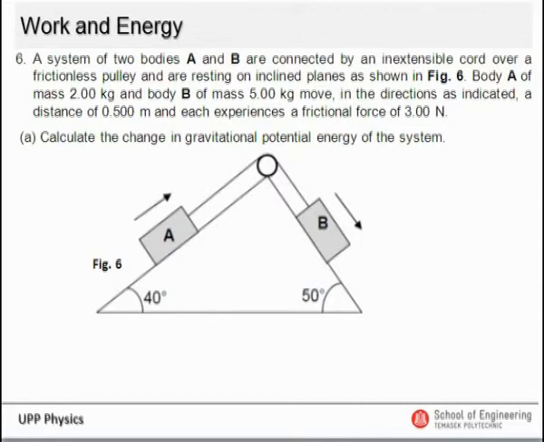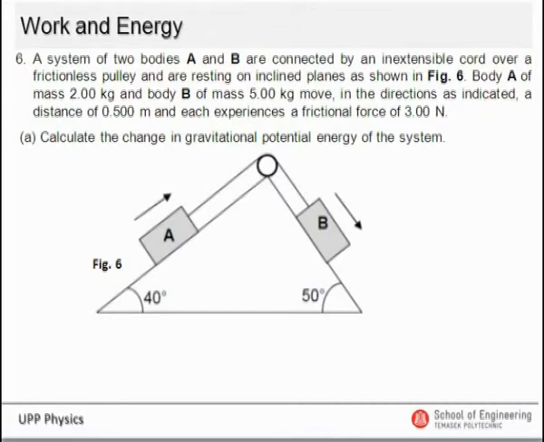A system of two bodies, A and B, are connected by an inextensible cord over a frictionless pulley and are resting on inclined planes, as shown in Figure 6. Body A of mass 2 kg and body B of mass 5 kg move in the directions as indicated. A distance of 0.5 meter and each experiences a frictional force of 3 Newton. Part A is to calculate the change in gravitational potential energy of the system.